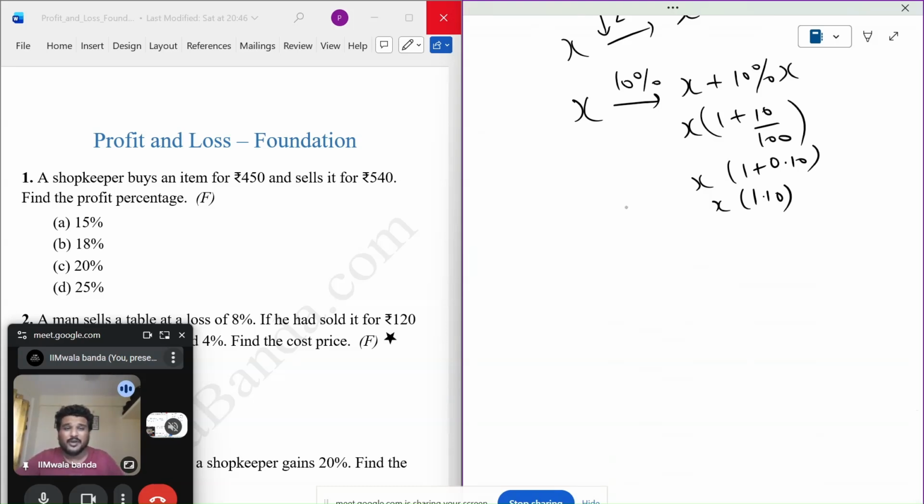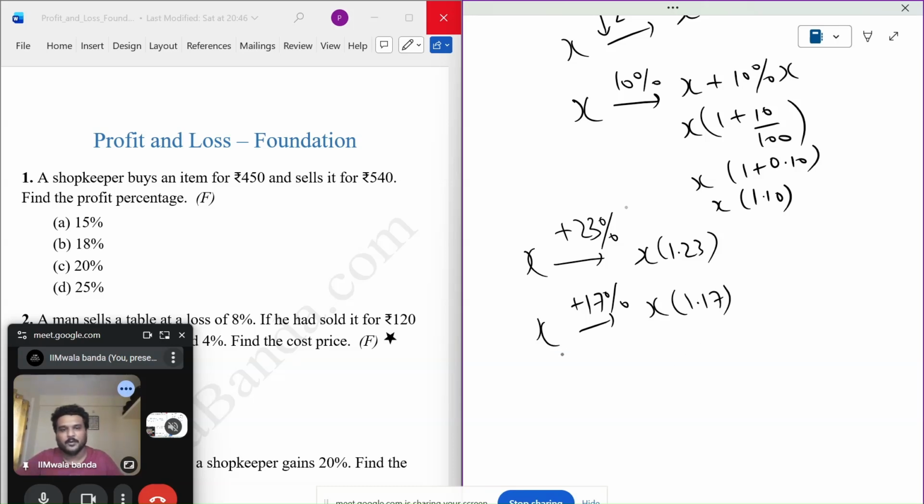Similarly, now you don't have to do all of this calculation. You can simply do, if x is getting increased by 23%, the multiplication factor will be 1.23, because in the same logic, instead of 10 it will be 23, so this will be 0.23 or 1.23, so you will reach here. But don't do all of this, just remember this: anything you want to increase, let's say 17%, simply increase it by 1.17.